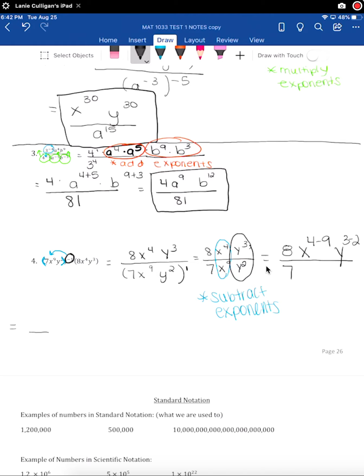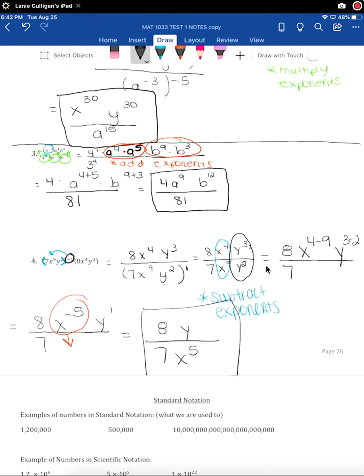So that means we're left with 8 on top, 7 on the bottom, x to the 4 minus 9, which is negative 5, y to the 3 minus 2, which is positive 1. Now, we cannot have a negative exponent, so we have to make this x to the negative fifth power become positive. It's up top, so we're going to flip it to the bottom to become positive. So 8's up top, 7's on the bottom, x to the fifth is now flipped to the bottom, and y to the first power, which is just y, stays up top. And that is our final answer: 8y over 7x to the fifth power.